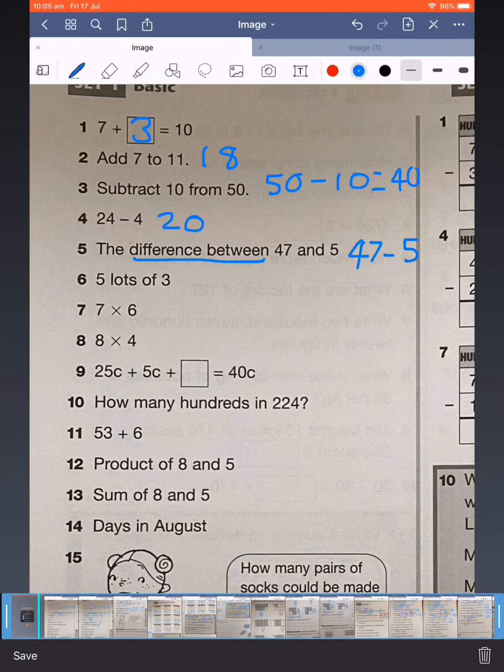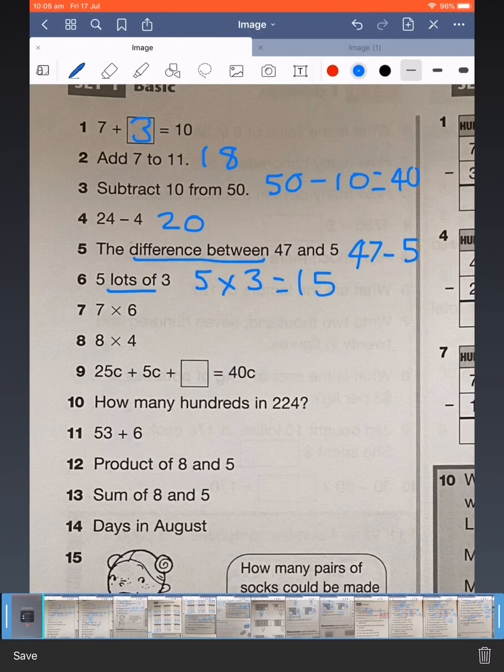Okay, number 6, 5 lots of 3. Now the words lots of means times. So we're going to go 5 times 3 equals, you should all know that one straight off the top of your head. The answer is 15. Well done.